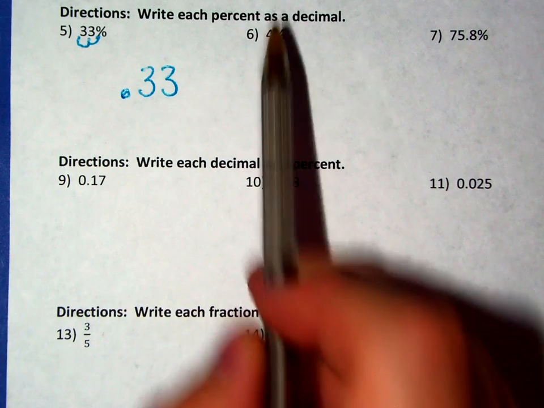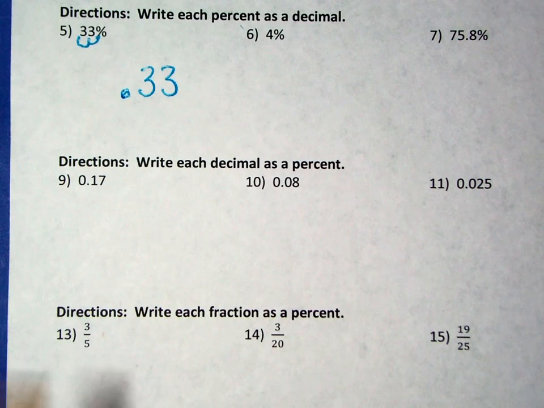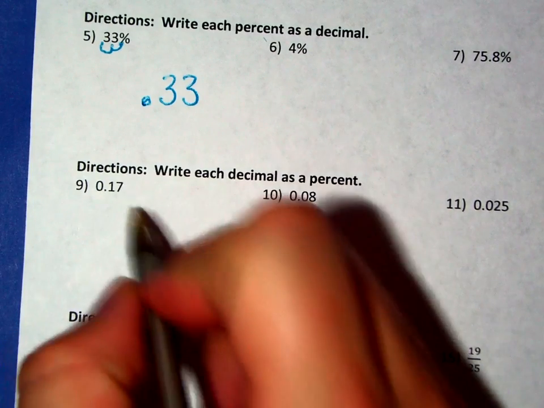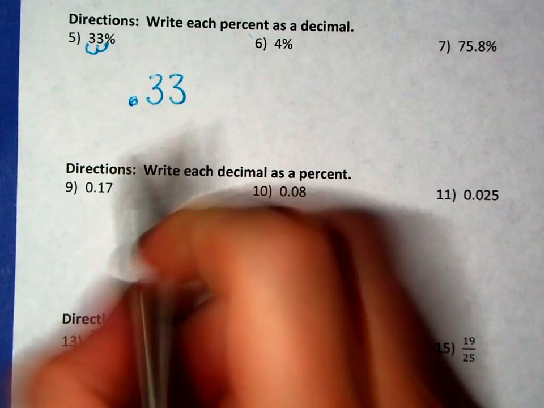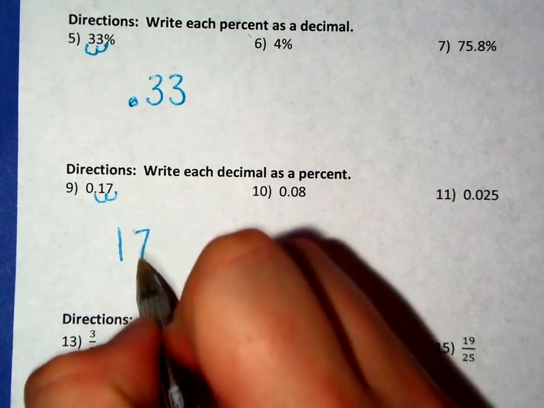The next section talks about writing each decimal as a percent. And our process for going from percent to decimal was to move 2 decimal places to the left. The opposite is true when writing a decimal as a percent. We simply take our number 0.17 and move 2 decimals to the right. That would make this 17%.